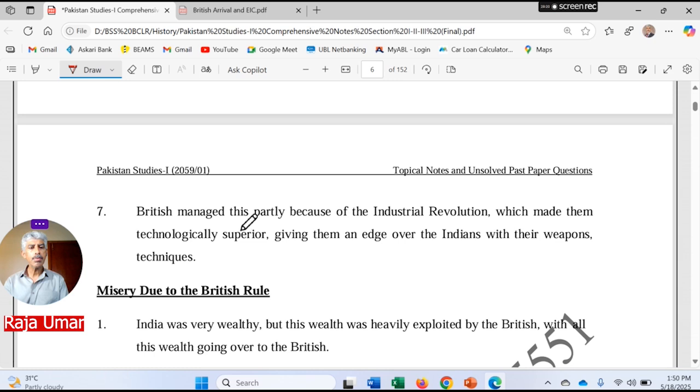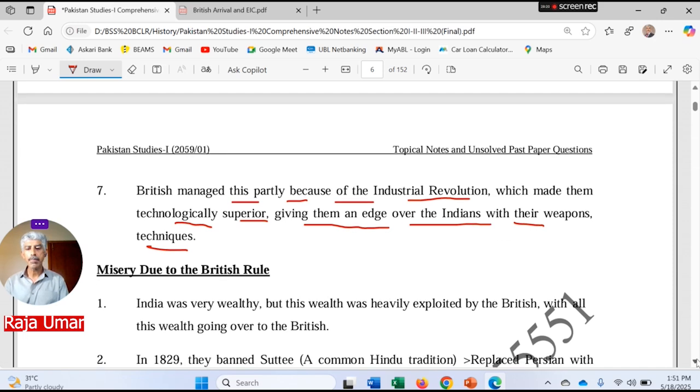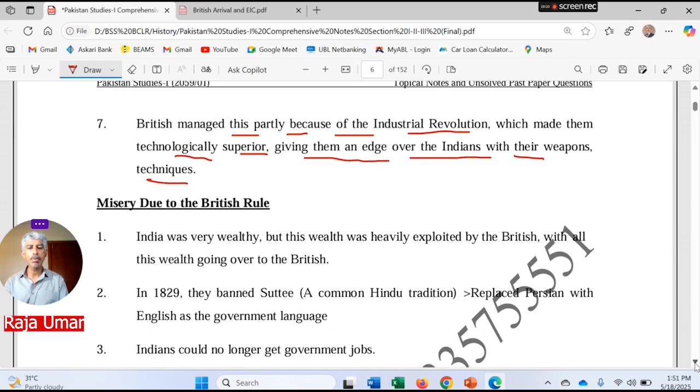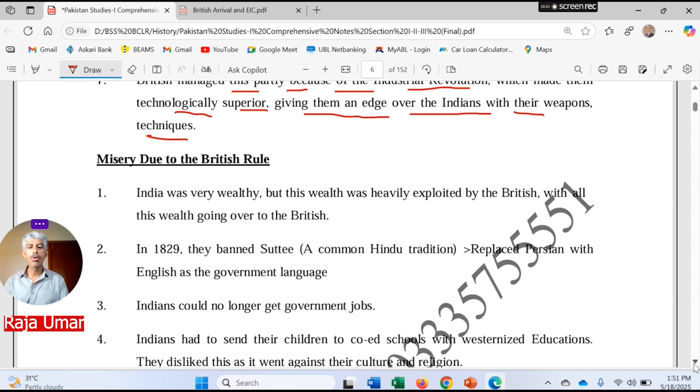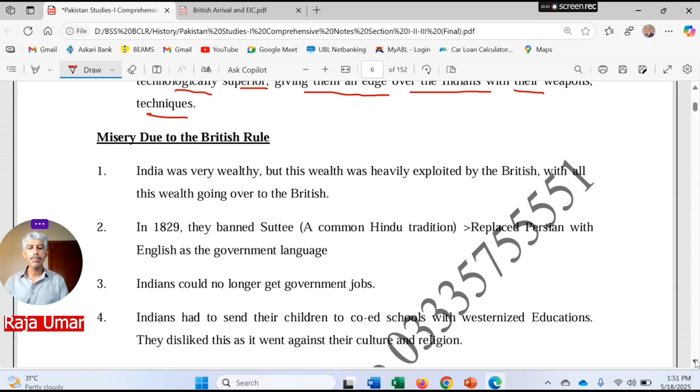The British managed this partly because of the Industrial Revolution, which made them technologically superior, giving them an edge over the Indians with their weapons and techniques, and you can say the well-disciplined army that they had. They were able to defeat the locals, and the locals could not show much resistance to keep the British away from the state affairs. But finally, they could not manage to get rid of the British, and the control got stronger with each passing day.